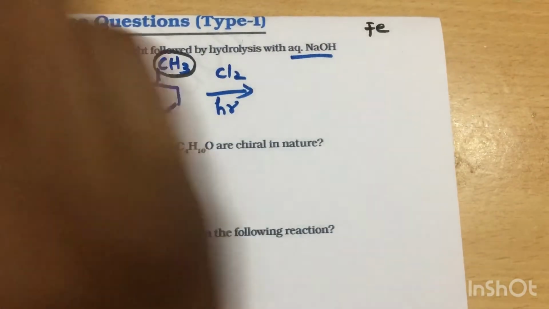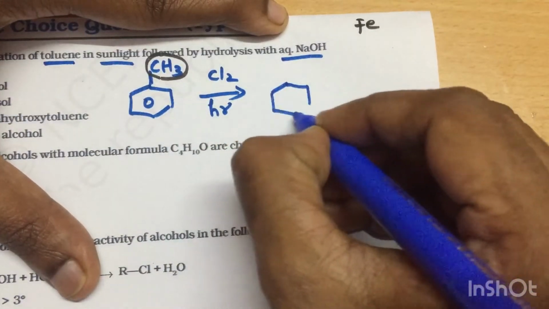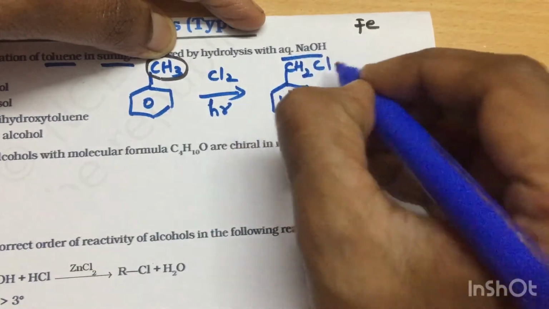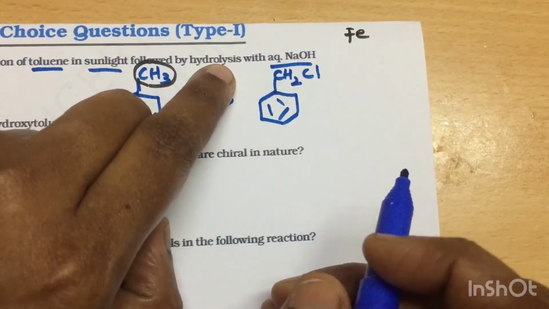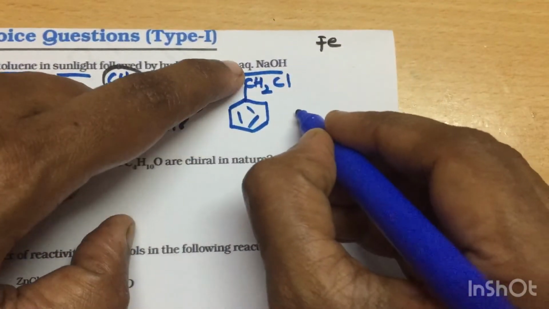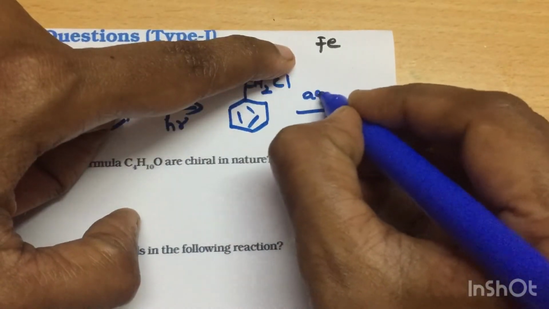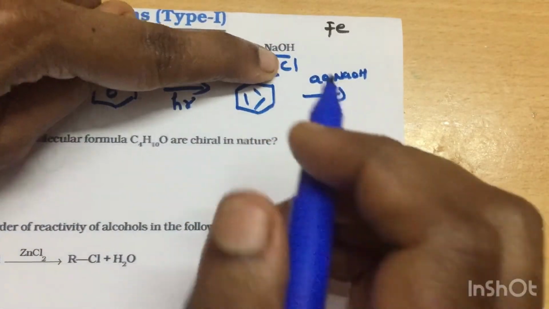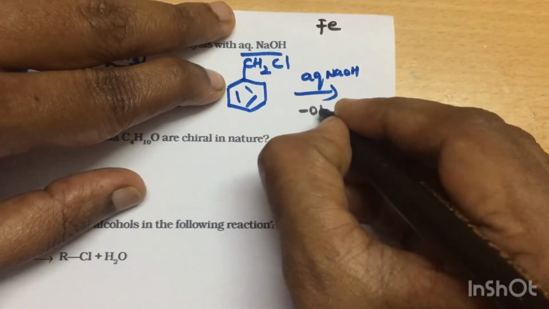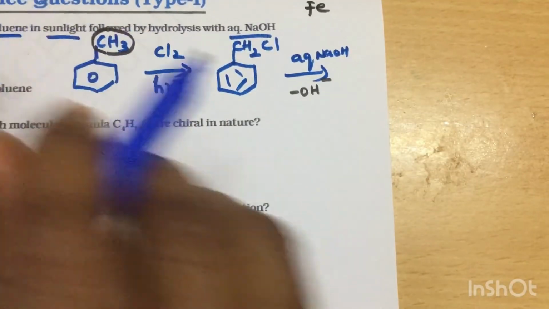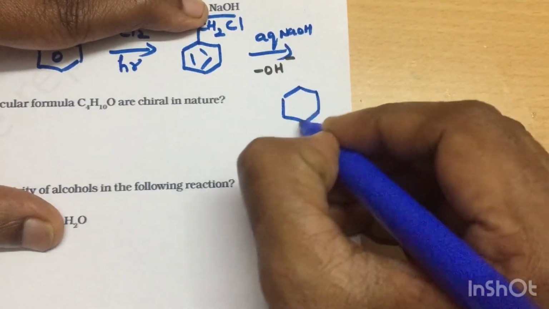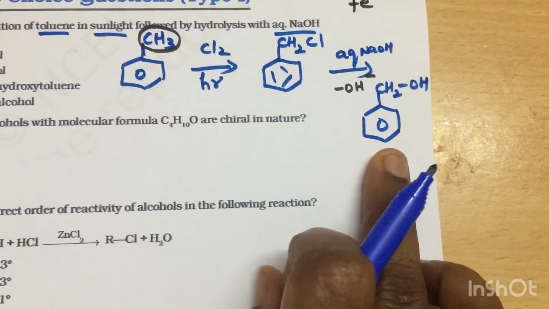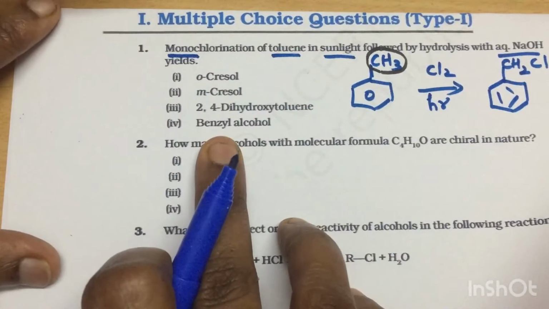So we are doing only monochlorination in the side chain. So take one hydrogen and instead of that put one chlorine. Soon after that we are doing hydrolysis with aqueous sodium hydroxide. This is a reagent where the substitution takes place. Instead of chlorine, what is going to be added from the sodium hydroxide? This is the nucleophile. So take the chlorine out and fix your OH. So what will you call this molecule? Benzyl alcohol. So the answer is benzyl alcohol.